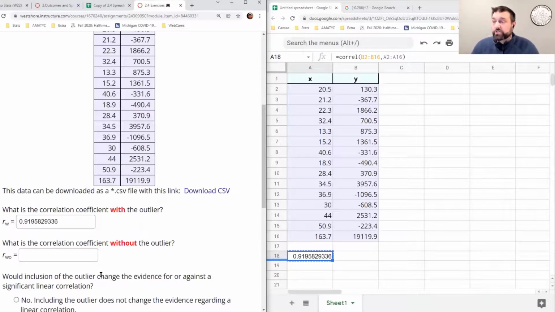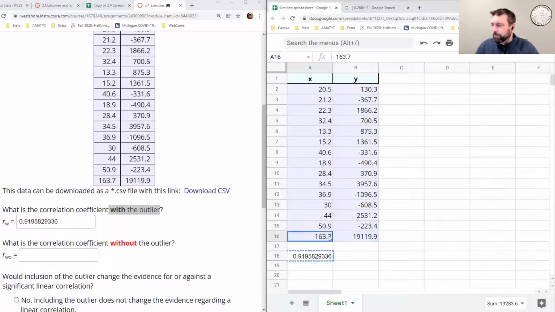Now, what you may notice is there's an outlier in this data set. Okay, so this is the correlation with the outlier included, all of our data points. We need to remove the outlier and calculate R again. So taking a look at this data set, can you identify the outlier? I think it's this point right here. I think it's in row 16. I think that's my outlier.